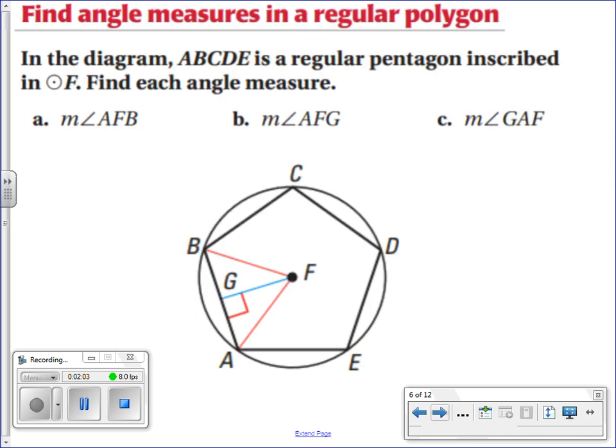Our first example here, in the diagram, ABCDE is a regular pentagon inscribed in circle F. Find each angle measure. So let's first look at the measure of angle AFB. Outline that for you.